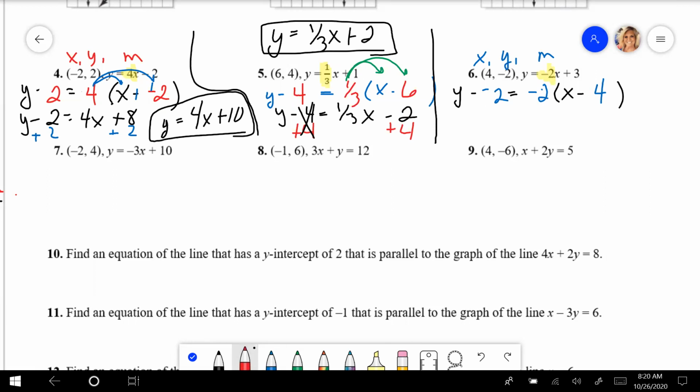Look right here. It has minus and negative, so it's got to change to positive. So I know I'm going to have y plus 2 equals. Now you have to multiply and do the distributive property. I get negative 2x plus 8.